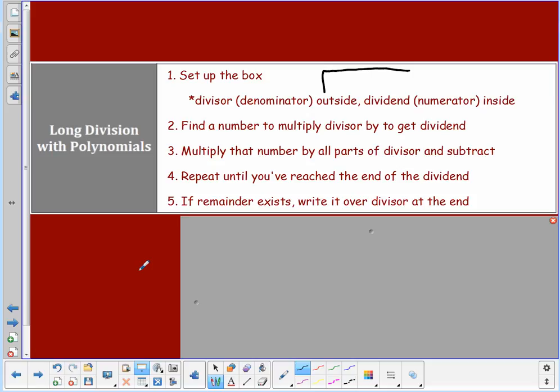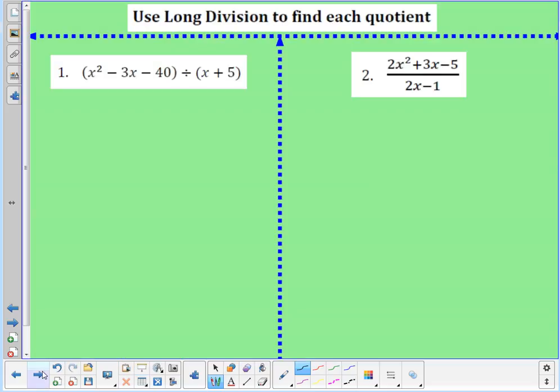So again, this process is kind of lengthy and it probably doesn't make a lot of sense when you're just looking at it in words, but we're going to do a few examples. So the first example that I have is x squared minus 3x minus 40 divided by x plus 5.